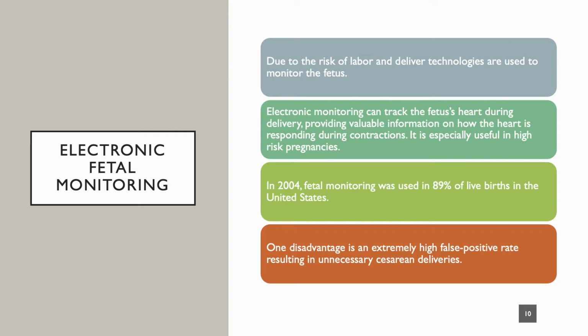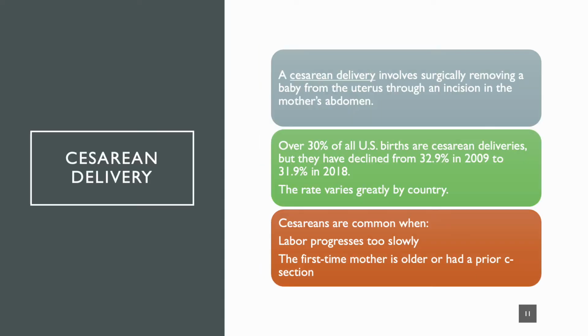One of the disadvantages of using electronic fetal monitoring is a high false positive rate, and that can result in unnecessary cesarean sections. A cesarean delivery involves surgically removing the baby through an incision in the abdomen. Over 30% of all U.S. births are cesarean deliveries, but they have declined from 32.9% in 2009 to 31.9% in 2018. And the rate varies greatly by country. Cesareans tend to be more common when labor progresses too slowly, and for first-time mothers who are older or who have had prior C-sections.